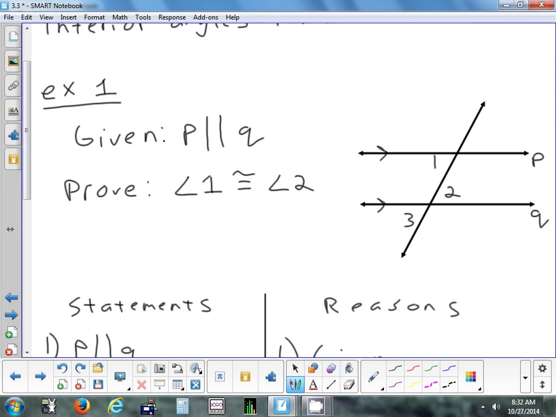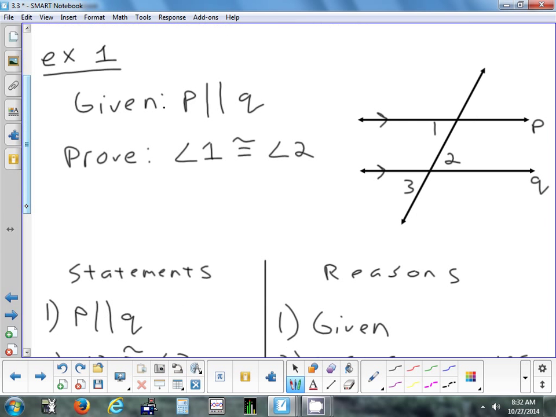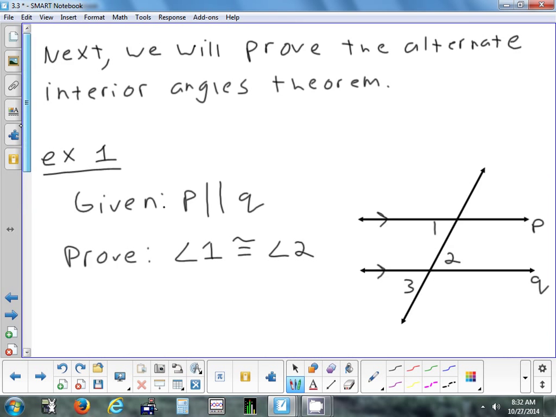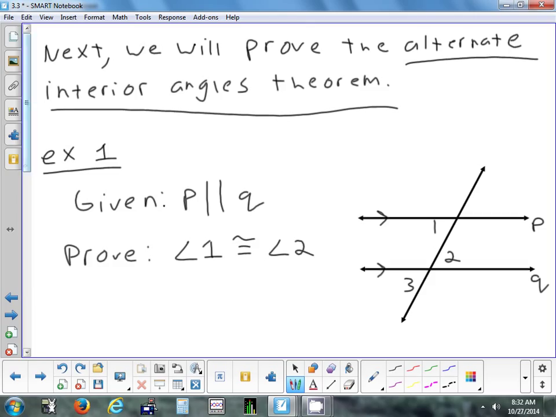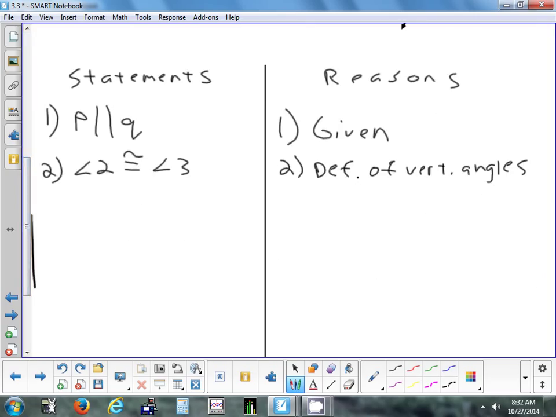I just said angle 1 and angle 2 are congruent because it's the theorem of alternate interior angles. Well, that's a theorem, and that's what we're proving. So you can't use what you're trying to prove as a reason in the proof. But once we prove that, then anytime we look at a diagram again, we can just say 1 and 2 are congruent because of the alternate interior angle theorem. And we'll have proved that in a second. All right.